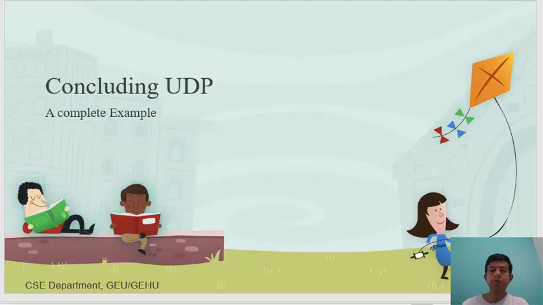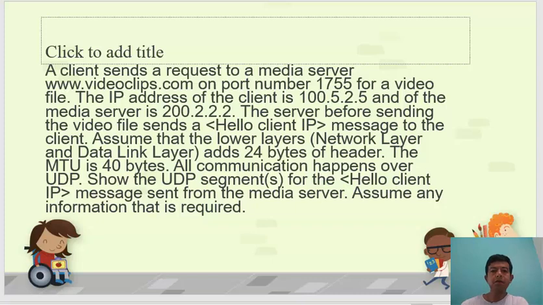So today we'll conclude UDP with a complete example. Let's take this problem statement. The problem statement is that a client machine sends a request to a media server. Media server means a server which serves audio, videos. The name of the server is given, and that particular server is listening on port 1755.